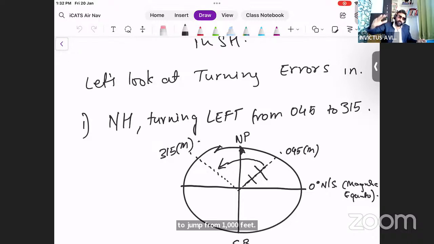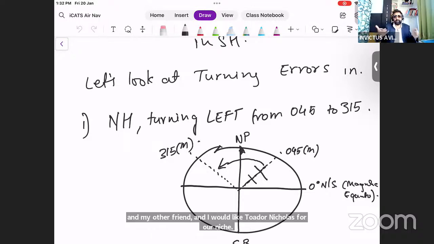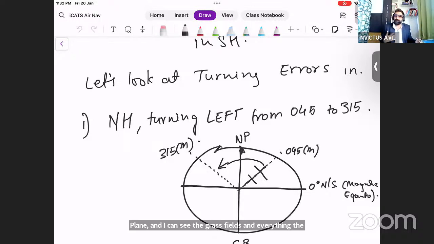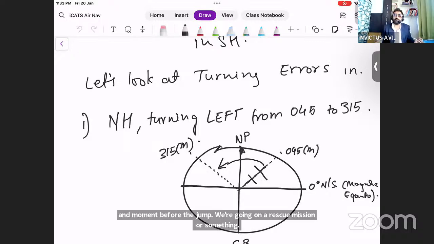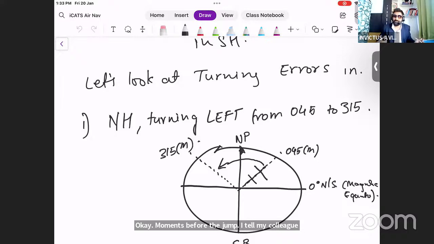And I'm like, thoda aur niche le le, plane. And I can see the grass fields and everything. The cargo door is open. And it's all very realistic, okay? And moments before the jump, we're going on a rescue mission or something. Moments before the jump, I tell my colleague, arey, this is my first jump. At least tell me how to operate the parachute. And he's like, you just pull it.